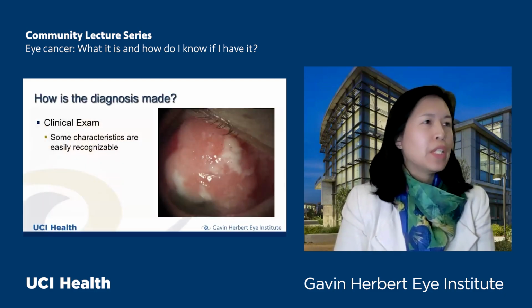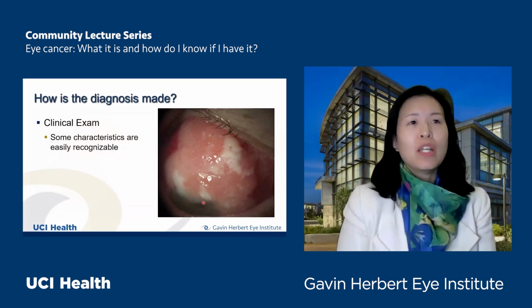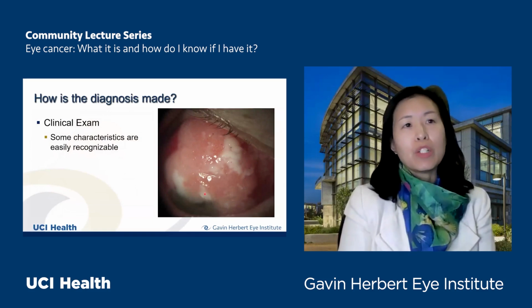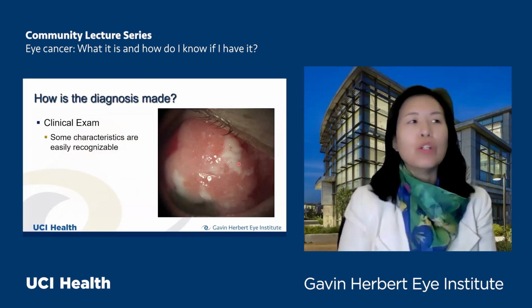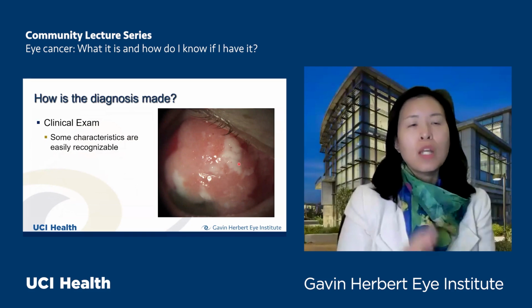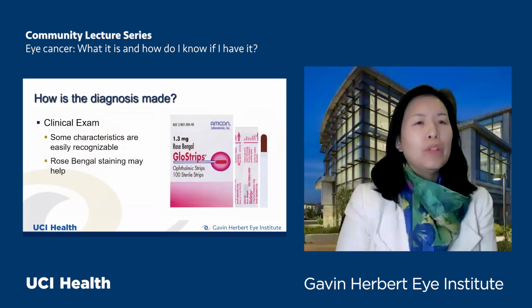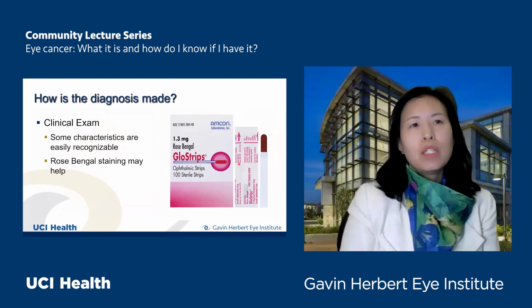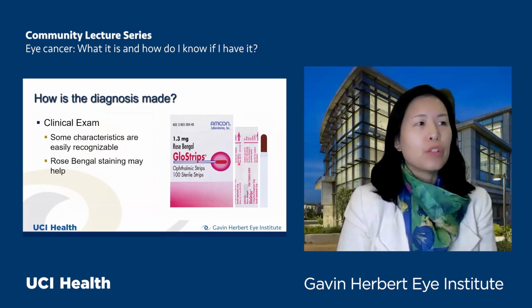Now let's talk about how the diagnosis is made. Sometimes I simply look at the lesion and I can tell by pattern recognition. I look at the blood vessels, I look at the size, there's ulceration, and I just know that it is a cancer because it's so easily recognizable. Other times I use other clues to give me hints whether or not it is a cancer.